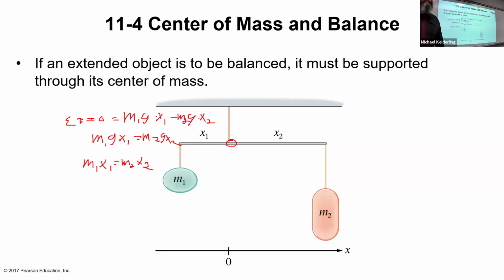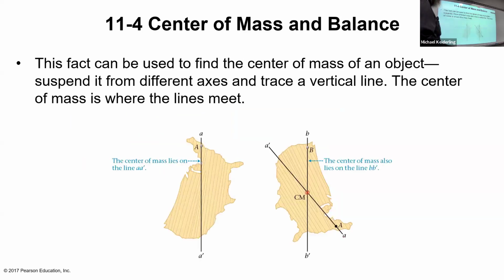So the formula for torque and the formula for center of mass are the same. So this fact that things balance at their center of mass can be used to find the center of mass of an object. You hang it at various angles and trace vertical lines, and those two vertical lines will pass through the center of mass.